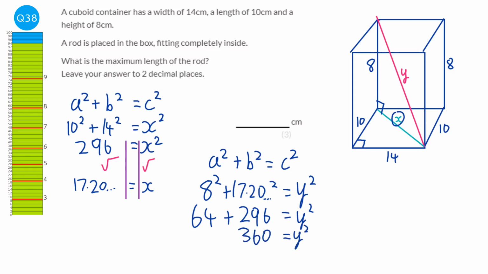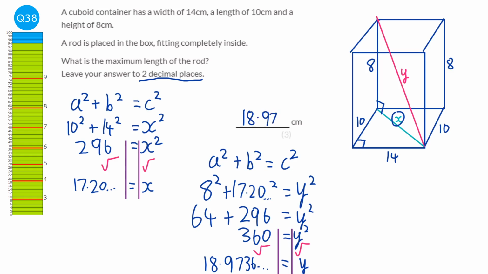And again, I'm just going to put my solving lines in. Not too difficult to solve this. Make it a bit nicer, because I'm just going to square root both sides. So I'm going to square root this, and it gives me the answer of 18.9736 blah blah blah equals y. Now it says it wants the answer to 2 decimal places, so it would be 18.97 to 2 decimal places.